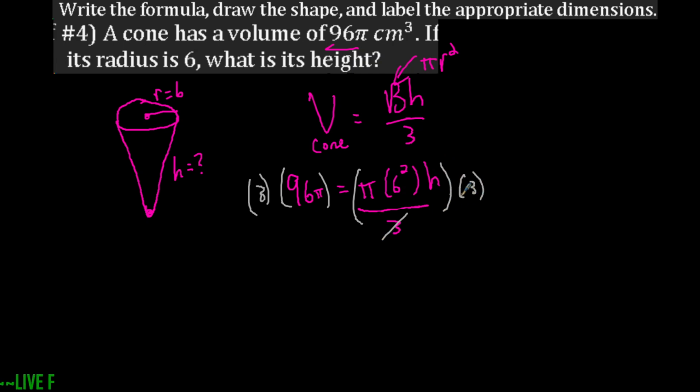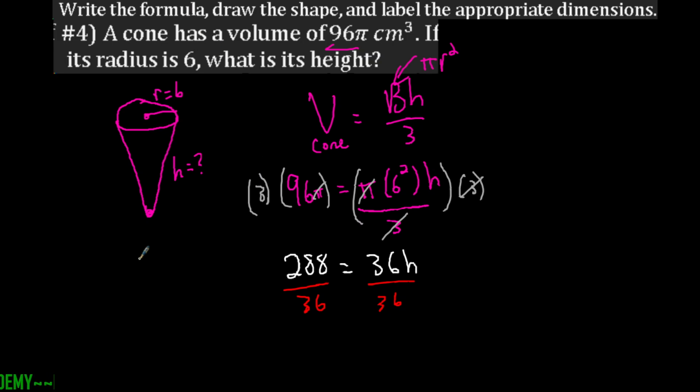So I get rid of that denominator, and I'm going to divide both sides by pi to get rid of pi. So now what I have is 96 times 3, which is 288, equals 6 squared, which is 6 times 6, which is 36, times h. Last step is to divide both sides by the coefficient. So divide both sides by 36 to get h by itself. So h equals 8 centimeters.